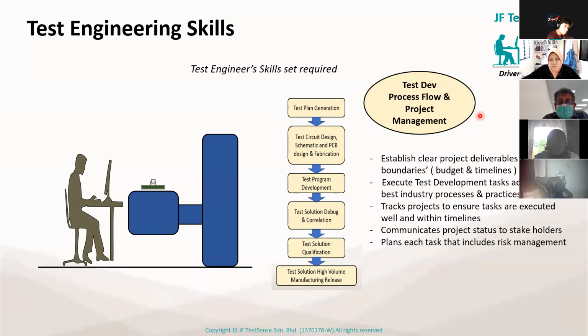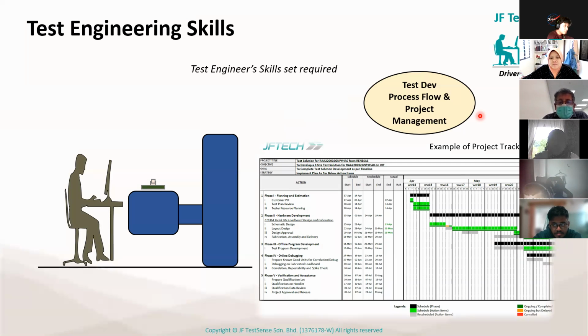And then you need to plan each of the tasks and make sure that risk management is taken into account, meaning that obstacles and countermeasures must be thought of before executing the project. This is an example of a project plan. It's like a Gantt chart, and the test engineer will come up with this and use it as a tracking mechanism.